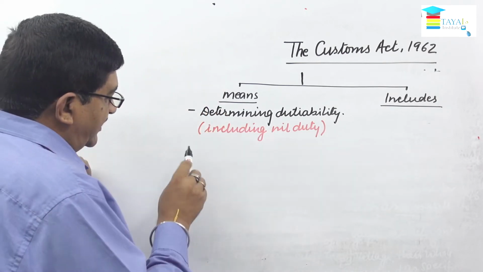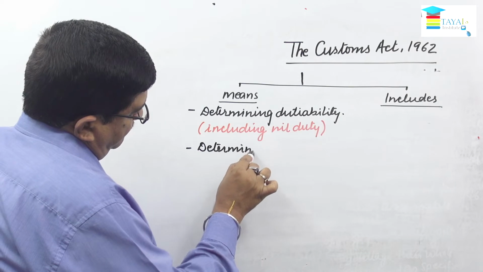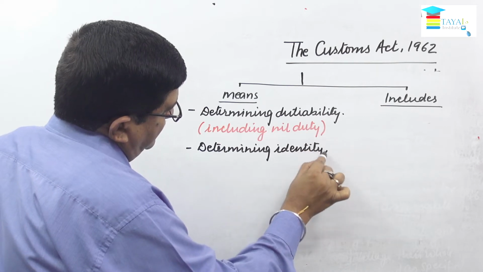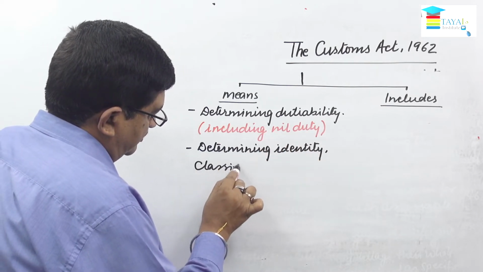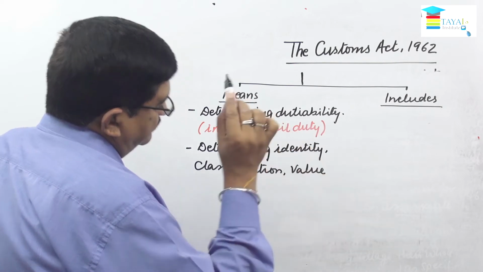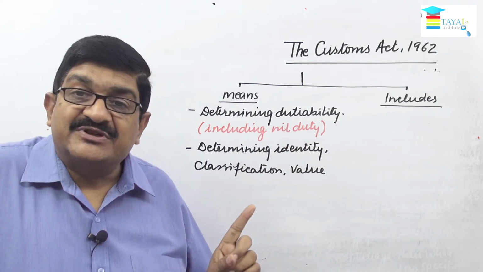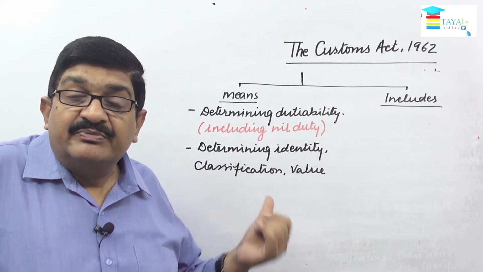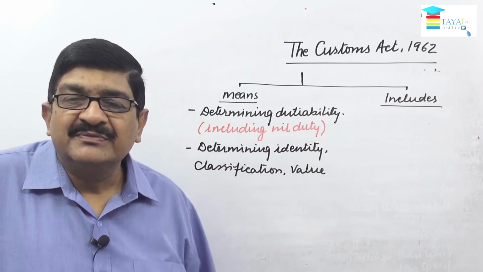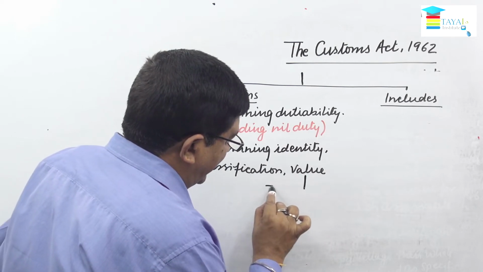So, determining dutiability. Number two, determining identity, classification, value. When goods are identified, only then can those be classified under the customs tariff, and once the classification is done, you know what kind of duty applies, whether it is ad valorem or specific duty. Then the next question comes of value. Now, value can again be of two types.